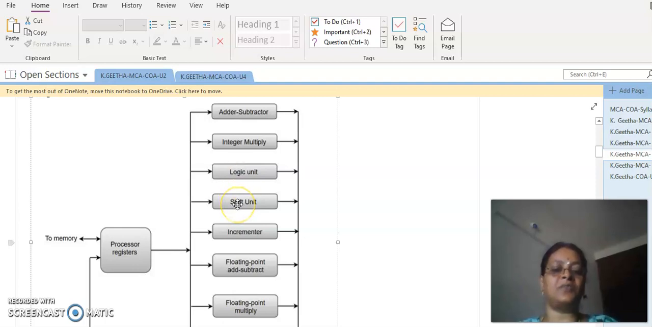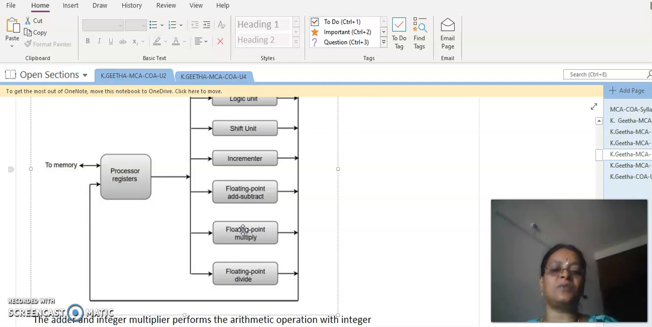And we have the shifter unit which performs the shift operations, and the shift can happen in two directions, either shift right or shift left. Usually multiplication and division can also be realized by shifting the operands towards left or towards right if one of the operands involved is a power of 2. Then we have the incrementer, which always increments the value by 1. These are the units which involve integer operands.